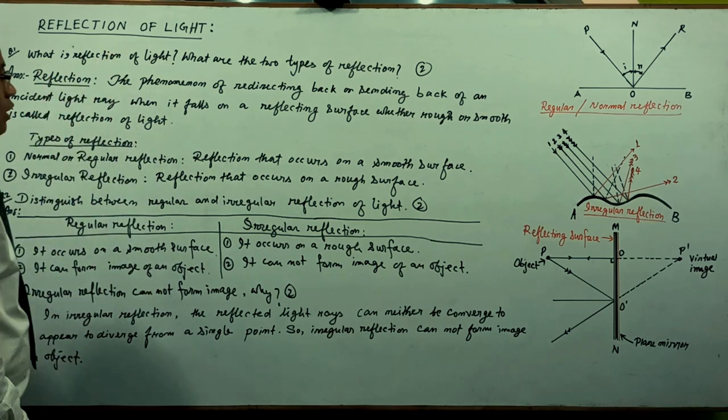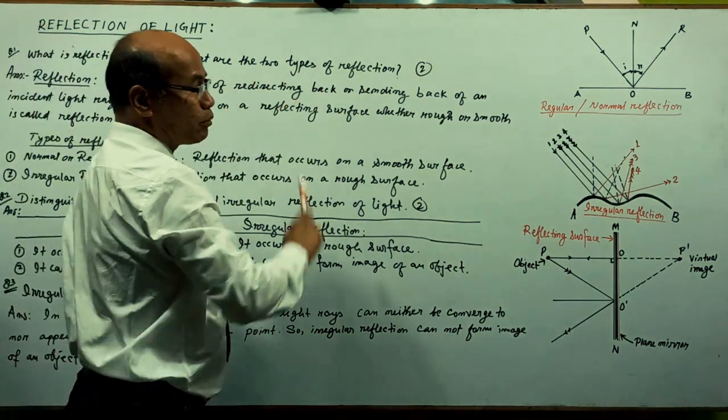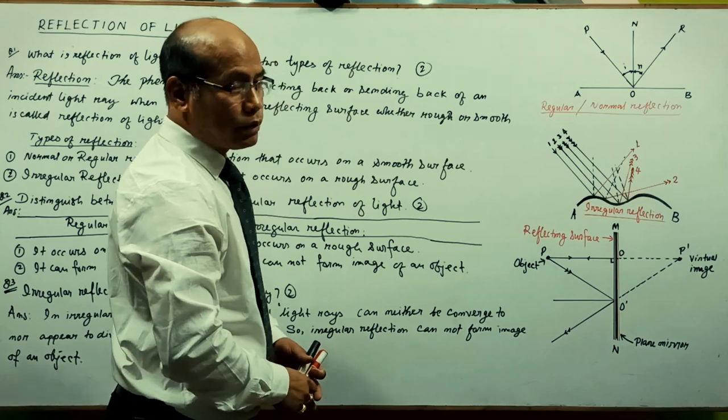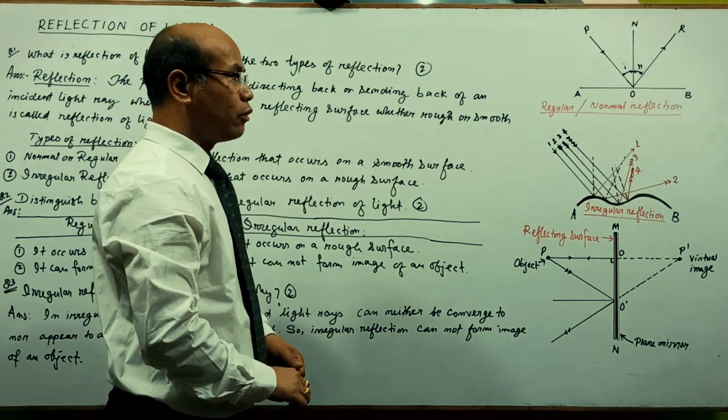What is reflection of light? What are the two types of reflection?